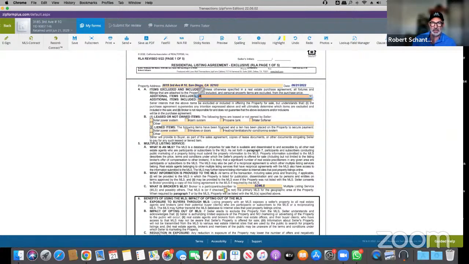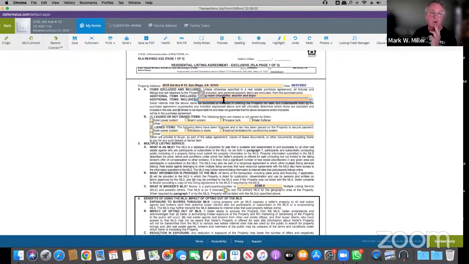So I'll put chandelier. That would be an example. And then items included. About something like sheds in the backyard or something like that would be something that is considered personal property or could be quasi-personal property.